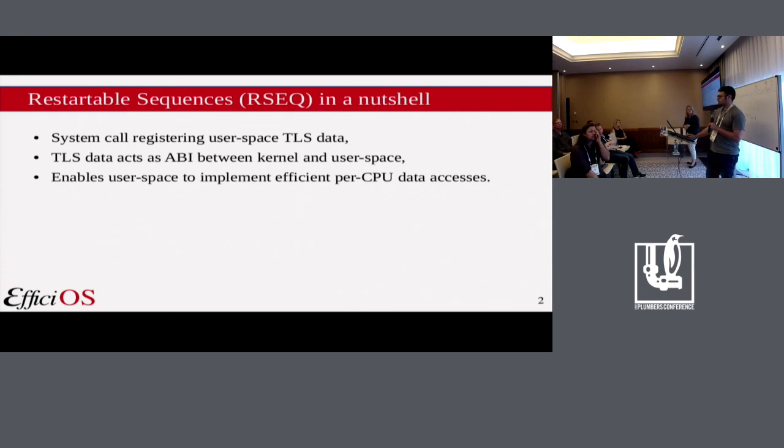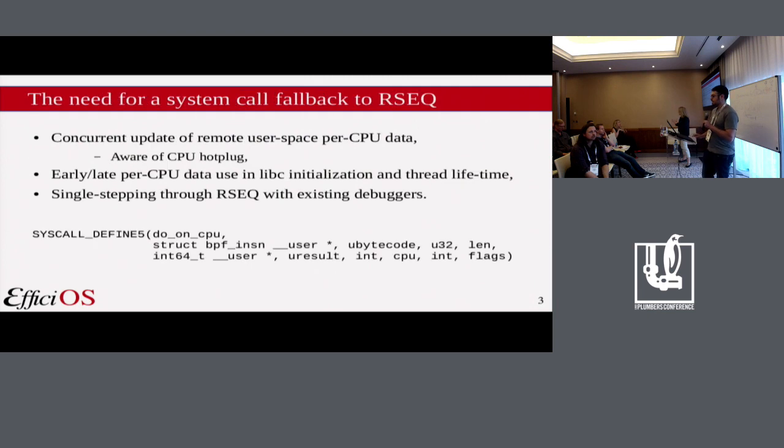So what are restartable sequences in a nutshell? A very quick context. It is a system call provided to user space so that a user space thread can register a thread-local storage data entry that will act as an ABI between the kernel and user space. The purpose of restartable sequences is to enable user space to implement very efficient per-CPU data accesses, including updates. There are a few reasons for requiring a kind of fallback to restartable sequences.